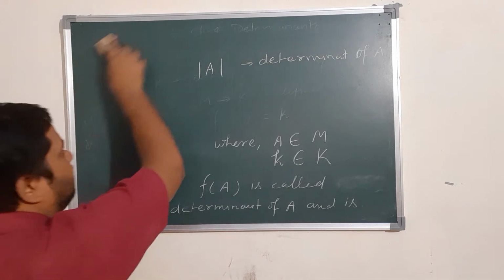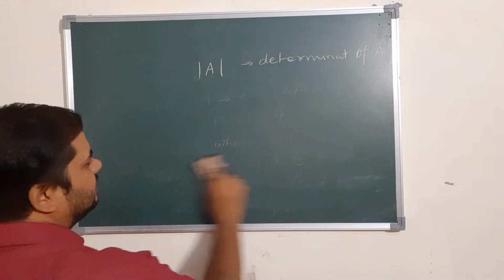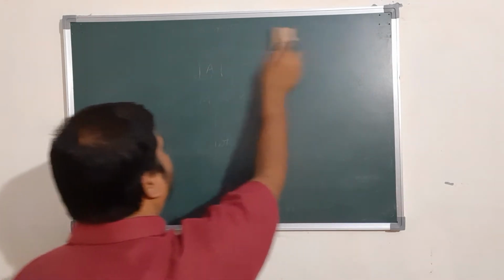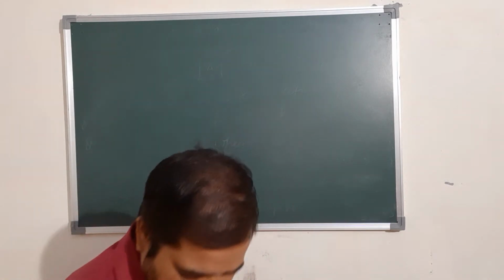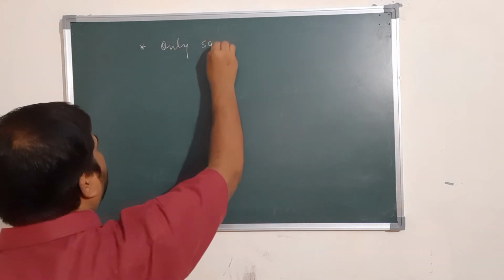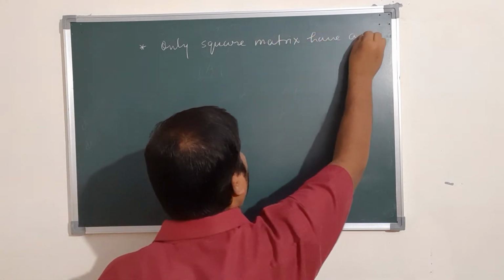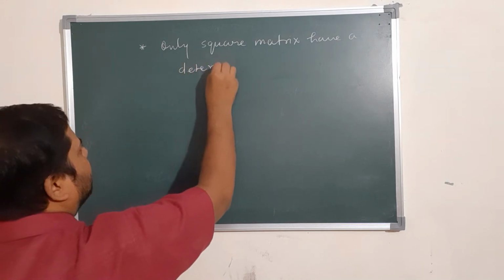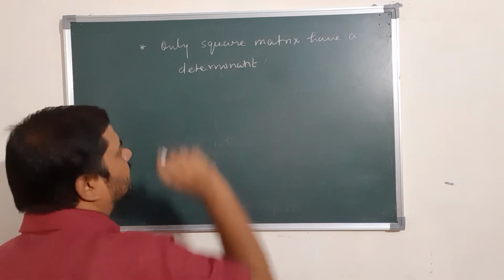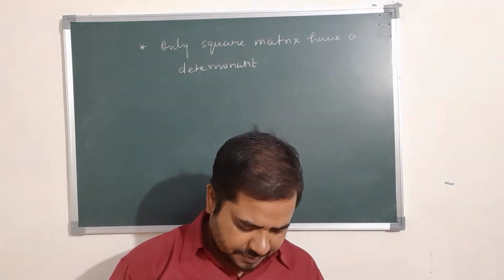And also, the second point should be remarkable, that a determinant always exists only for a square matrix. That means only a square matrix has a determinant. This is the very important thing. Only a square matrix has a determinant. Okay.